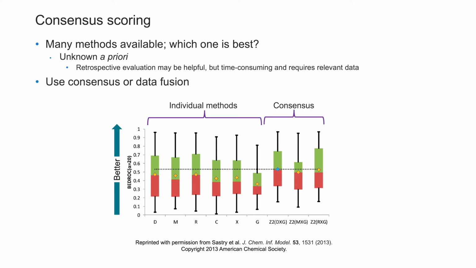And as you can see, the mean and median performance for these consensus methods can be substantially better than any individual piece. So again, intelligent data fusion makes a big difference. So, what did we look at today?